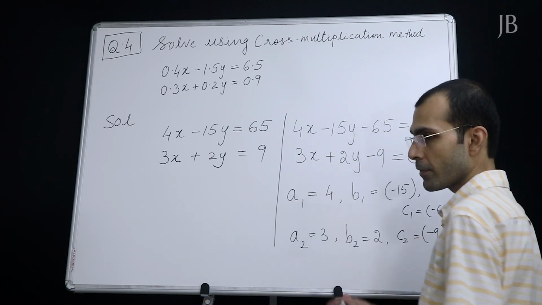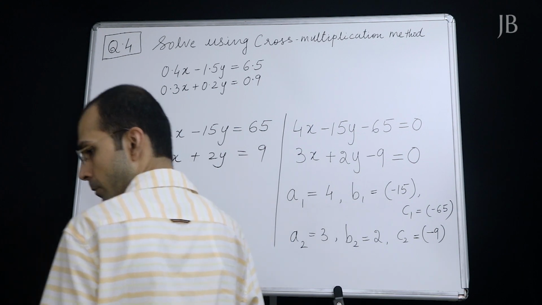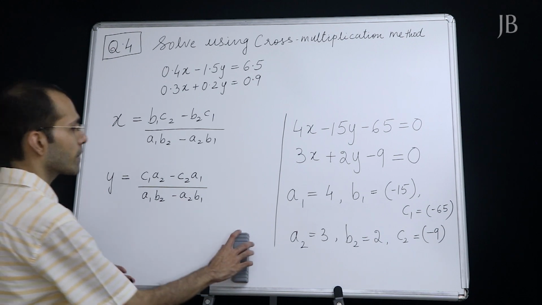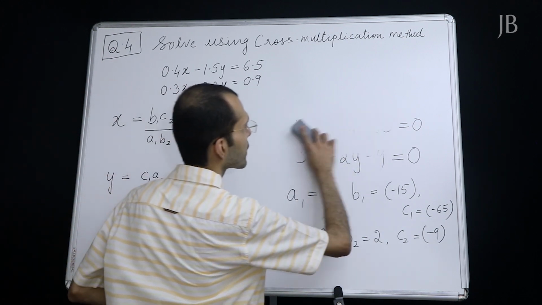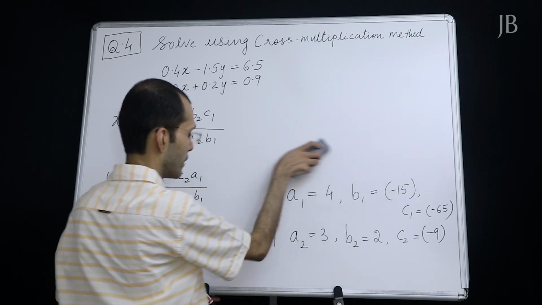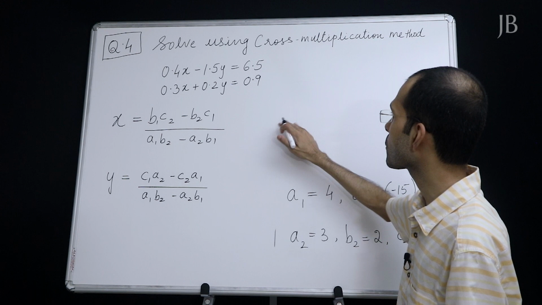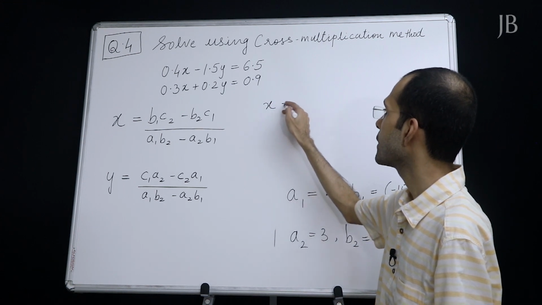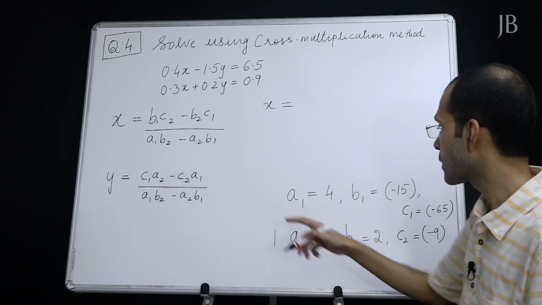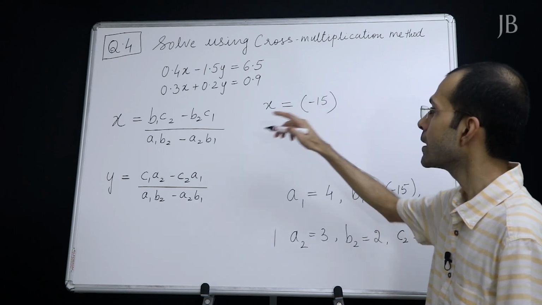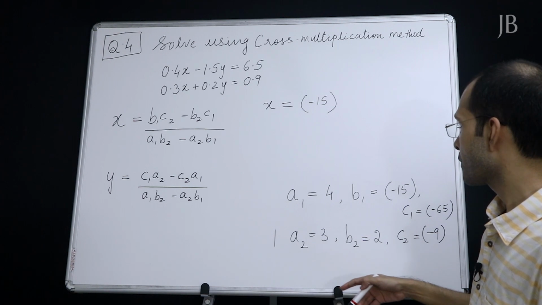Now we will employ that formula. We have written down the formulae for x and y. Now we will have to substitute. This is the formula for x. We had told you how to remember this. Let's substitute b1 c2. b1 is minus 15, put brackets like this, into c2.